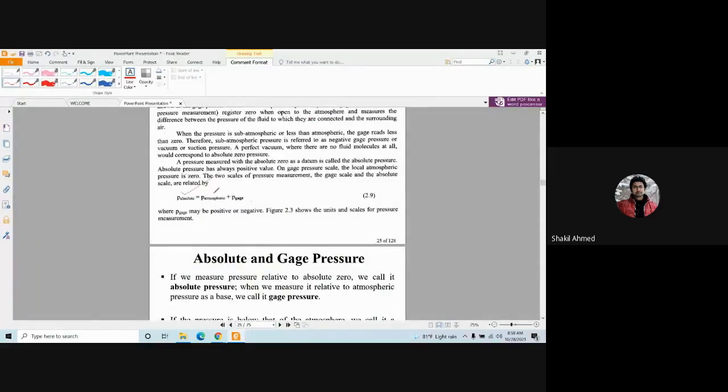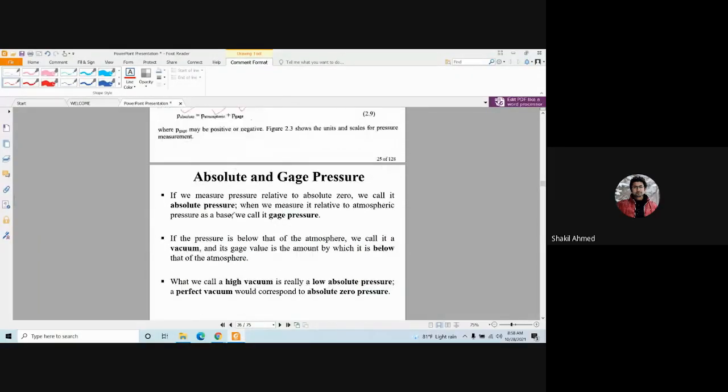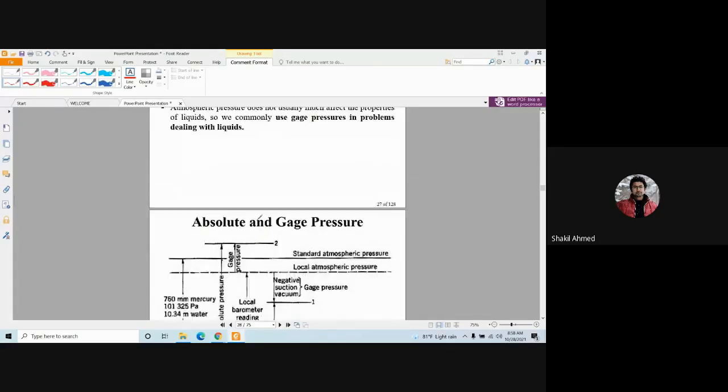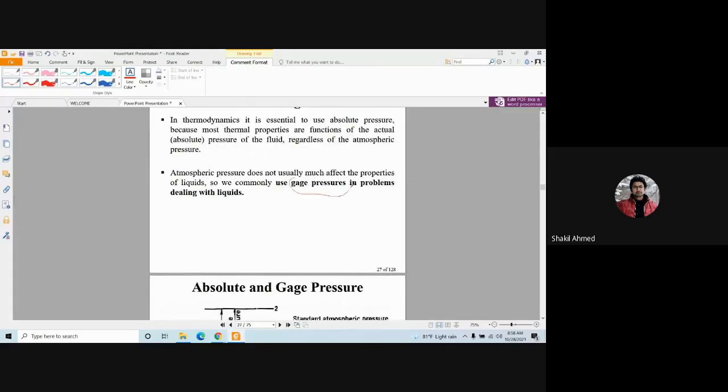So P absolute equals P atmosphere plus P gauge. Now, we use only the gauge pressure in problems dealing with liquid, because comparatively the air or atmospheric pressure is negligible.